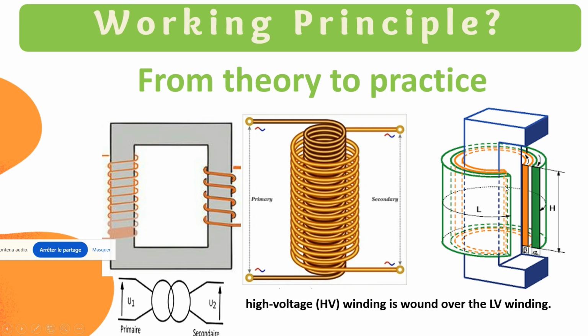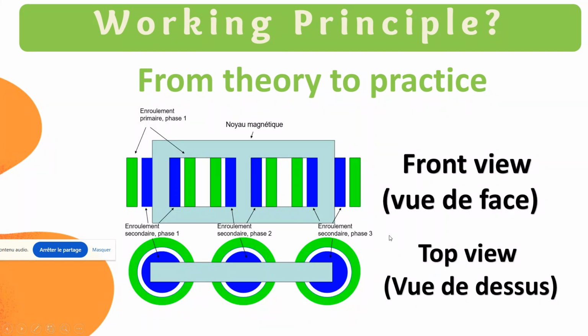So here, I take a photo for you to see in a deeper view. We have the low voltage and we have the high voltage. Okay, so in the practical case, the high voltage winding is wound over the LV winding. It is not in this case, but it is in this configuration. Okay. As well, we have three phases. We have the single-phase transformer, le transformateur monophasé et le transformateur triphasé.